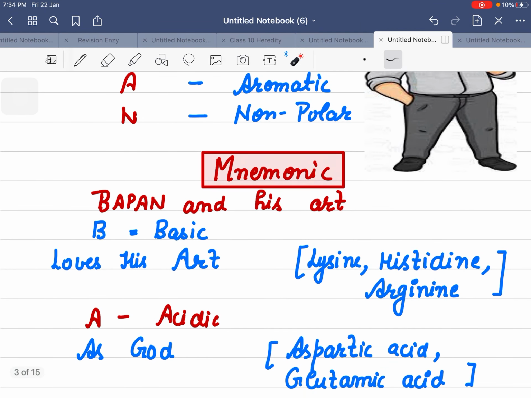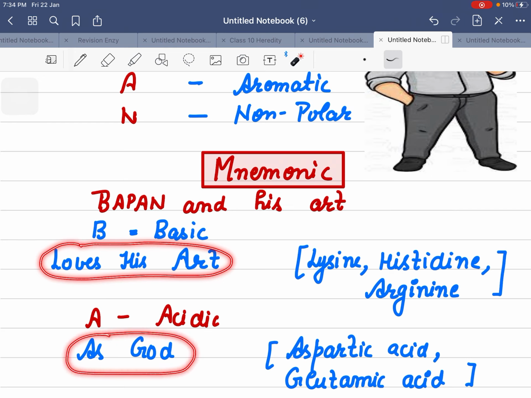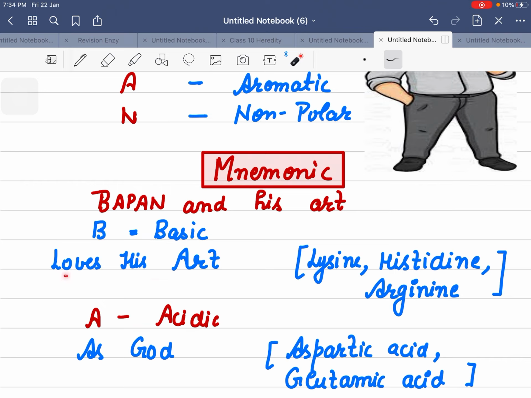Bapan and his art. We are going to remember basic and acidic amino acids with this boy. Bapan was the boy who loves his art as God. Now, Bapan loves his art. L, lysine. His, histidine. A for arginine. These are our basic amino acids.